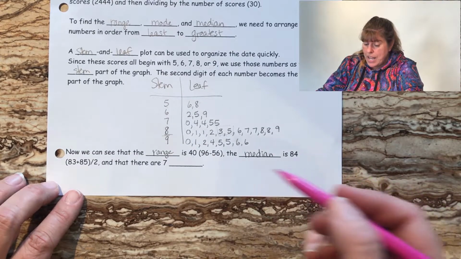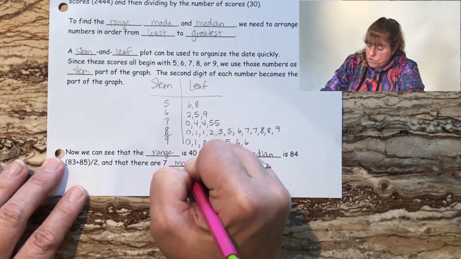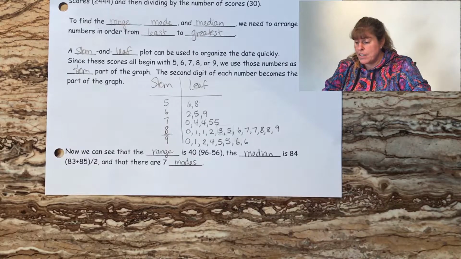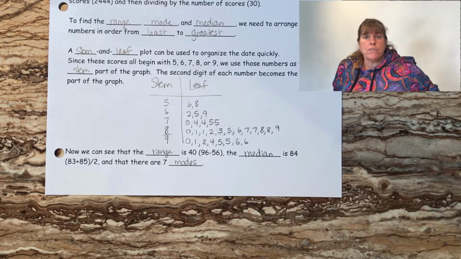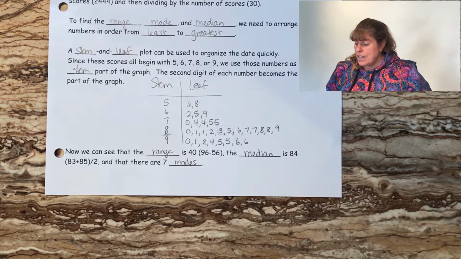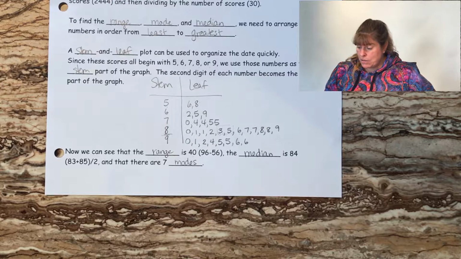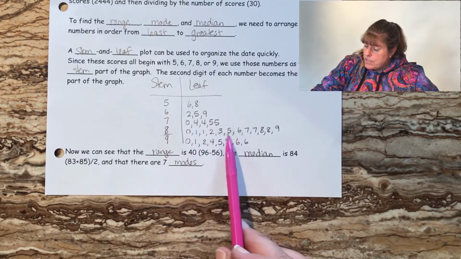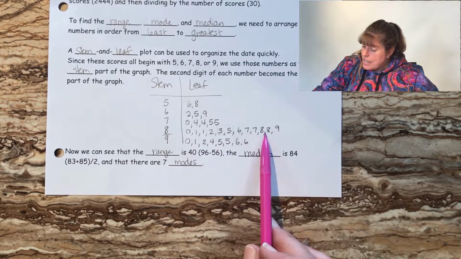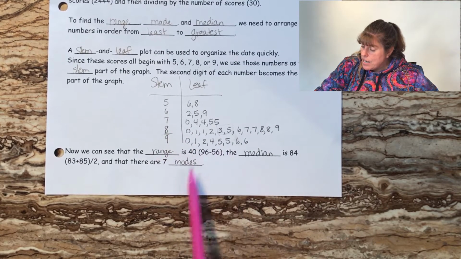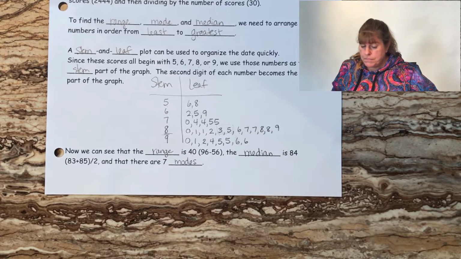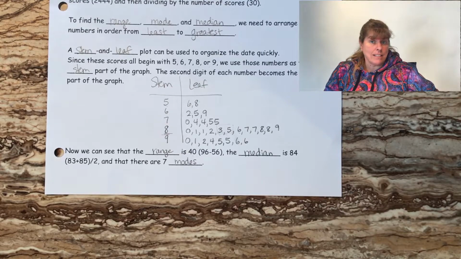And then there are 7 modes. What are modes? That's the things that are found the most often, and each one of those is found twice. You can look at which ones they would be: 74, 75, 70 or 87, 88, 95, and 96. Those are the ones that repeat. And that is the lesson.